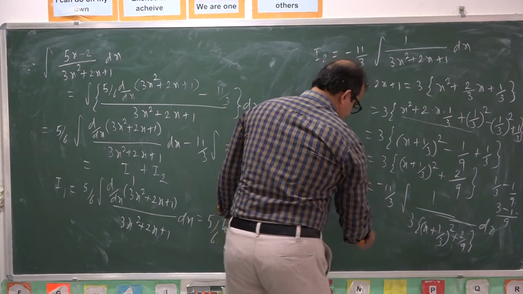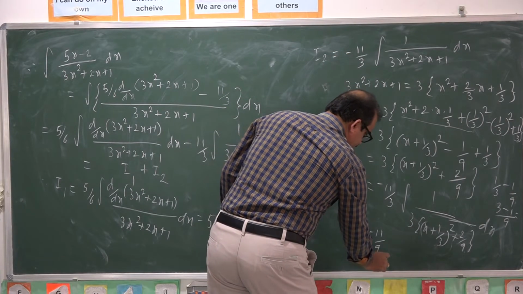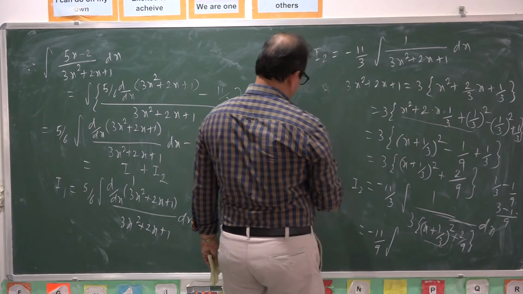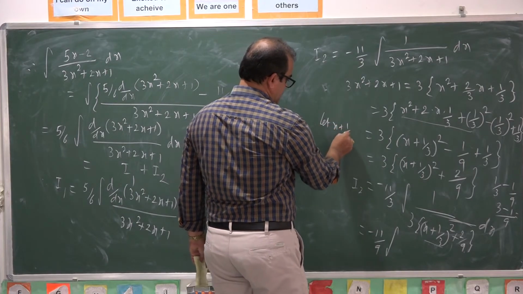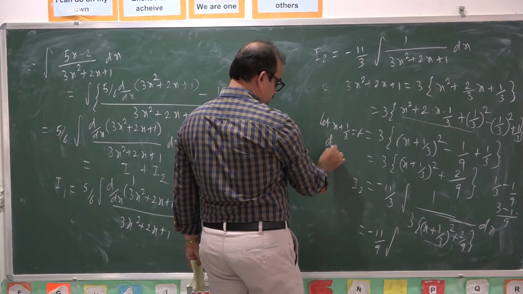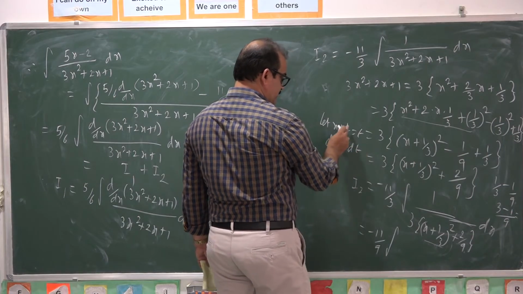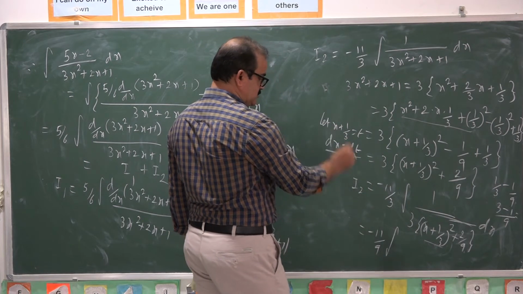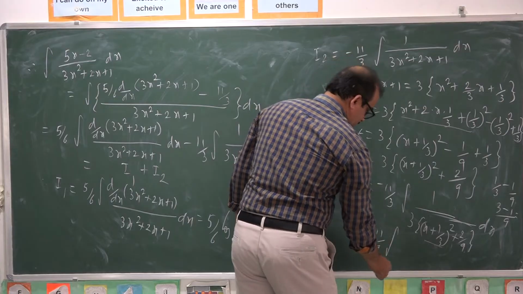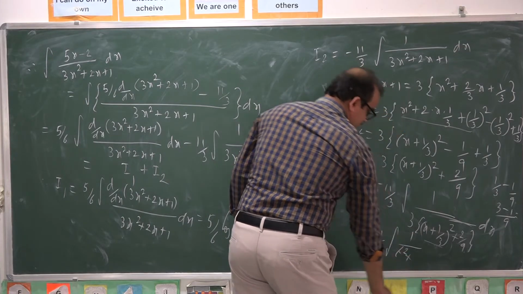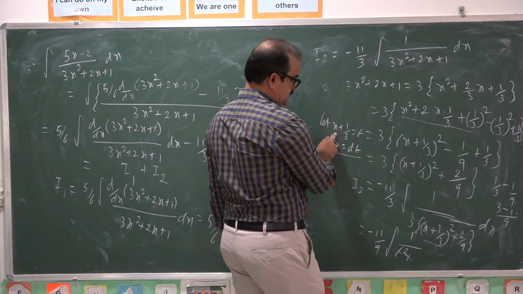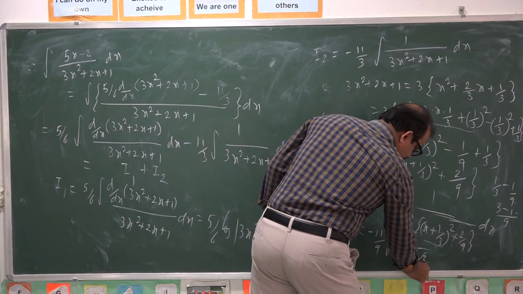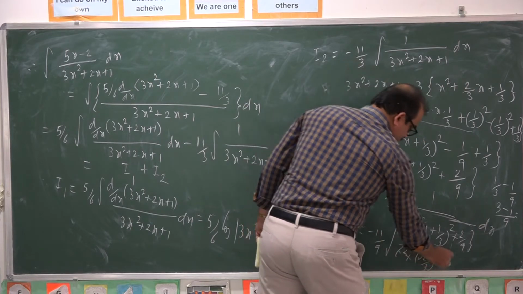Okay, 3 into 3 is 9, so it is minus 11 by 9 into integral of, here you take x plus 1 by 3 is equal to some t. Let x plus 1 by 3 is equal to t, then dx is equal to dt, since the derivative of 1 by 3 is 0. On differentiating both sides we get dx is equal to dt. So 1 by t square plus, x plus 1 by 3 is taken as t, so t square plus 2 by 9, 2 by 9 is taken as root 2 by 3 whole square, into dt.